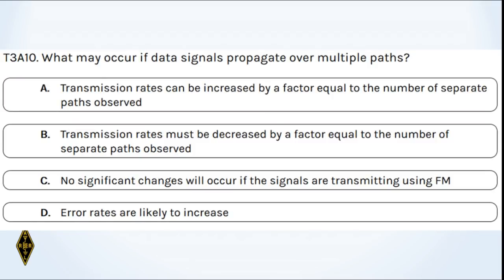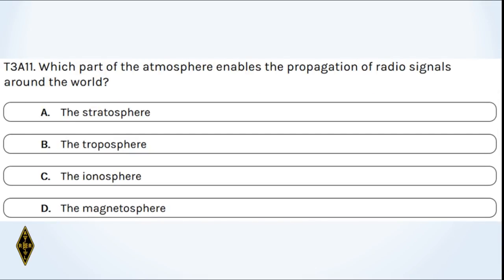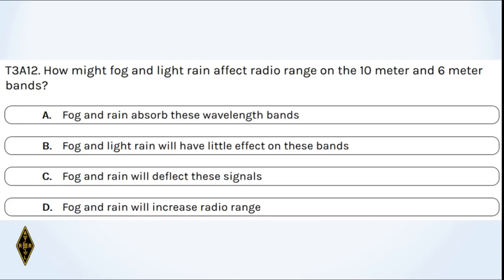And what may occur if data signals propagate over multiple paths? For data signals, the signals are going to get garbled. You're going to have problems, and the data error rates, bit error rates will climb. And which part of the atmosphere enables the propagation of radio signals around the world? Ionized by the sun, the ionosphere. And how might fog and light rain affect radio range on the 10 and 6 meter bands? Rain and fog will have little effect on those bands.